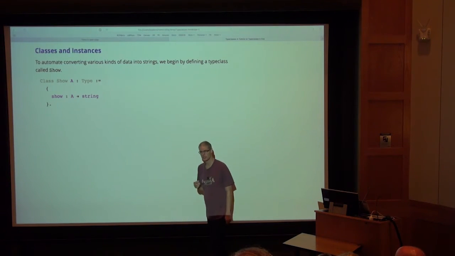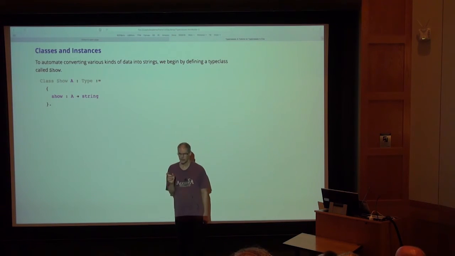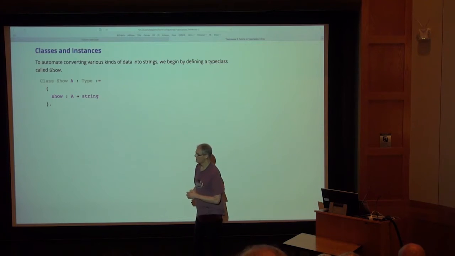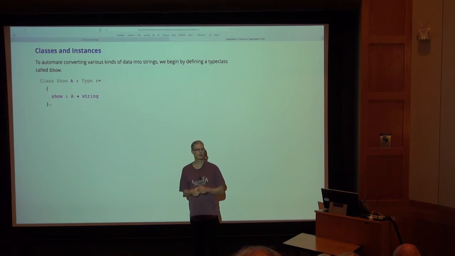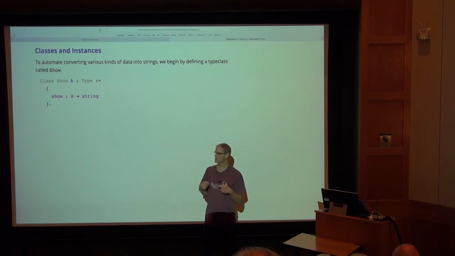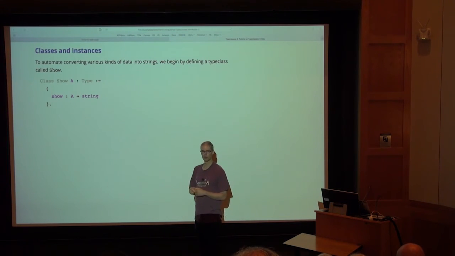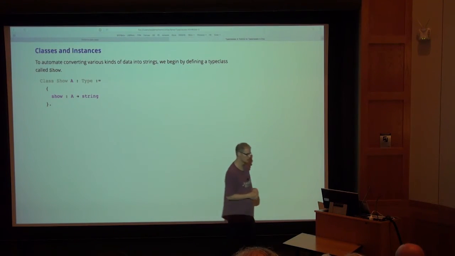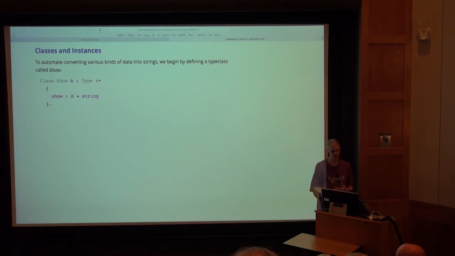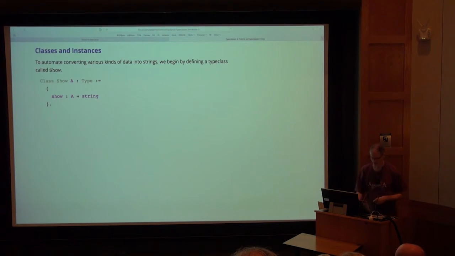So the way to read this is that show is a collection of types. And the types A that are in that collection are types for which we can define a show operation mapping an A to a string. Okay, so this show type class classifies types A with a show operation.